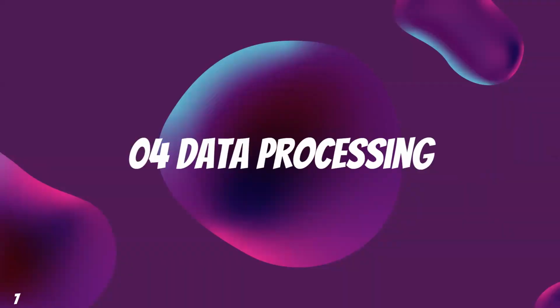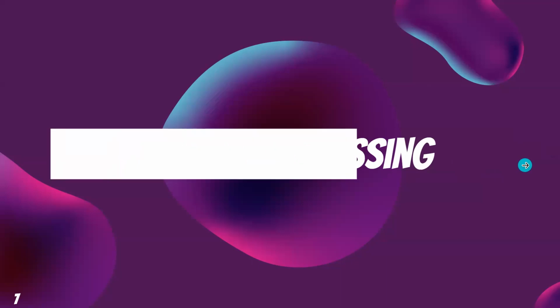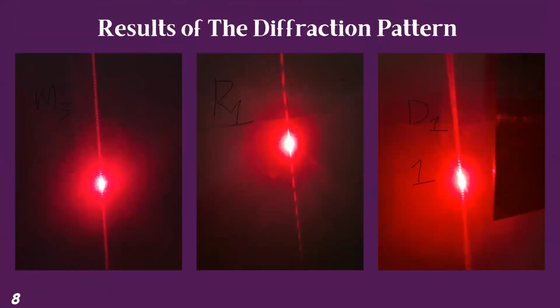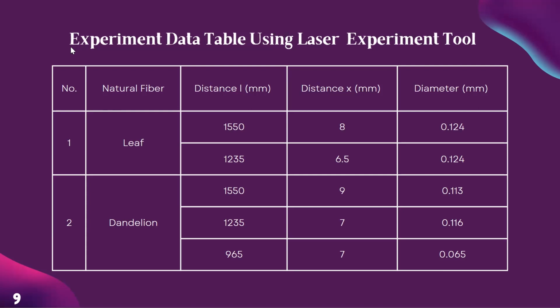Part for data processing. Next slide, please. Here are the results of the diffraction pattern. The left one is the result of the mechanical pencil, the middle one is the result of the hair, and the right side is the result of the leaves. We use leaf, dandelion, and hair for our experiment, and also a 0.5 mechanical pencil lead as a reference.